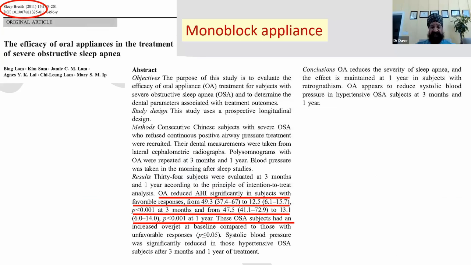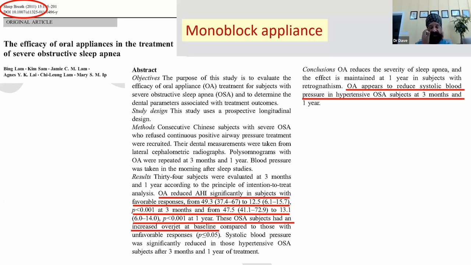And these patients also had an increased overjet at the beginning, which means that the mandible, the chin, was receded, so the chin was pushed forwards, the mandible was placed forwards, and so they were good candidates for this type of therapy. And in addition to addressing the sleep apnea, they also showed a reduction in systolic blood pressure because these cases also had hypertension as well as the sleep apnea. And that's not an unusual finding.